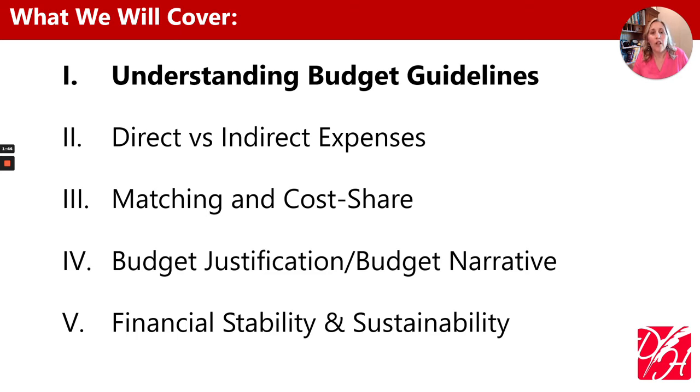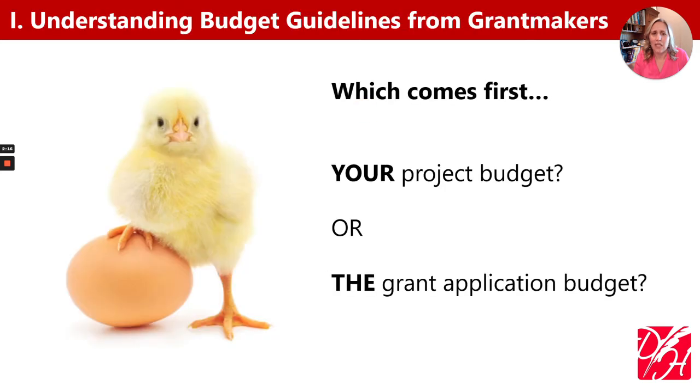So we're going to look at understanding budget guidelines. That's what we'll focus on in this section. And then in the other 4 sections of this module, we'll focus on direct versus indirect. We'll talk about matching and cost share. We'll talk about the critical budget justification and budget narrative, and also about what it means to present a plan related to sustainability for our projects or programs. But in this section of the module, we're focused on budget guidelines.